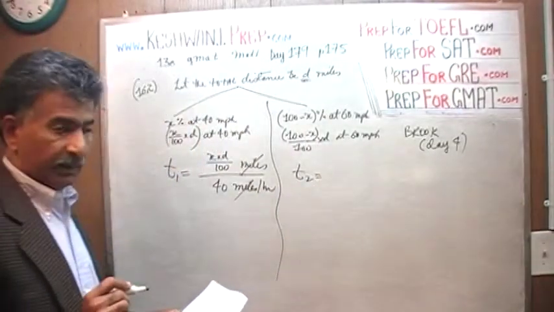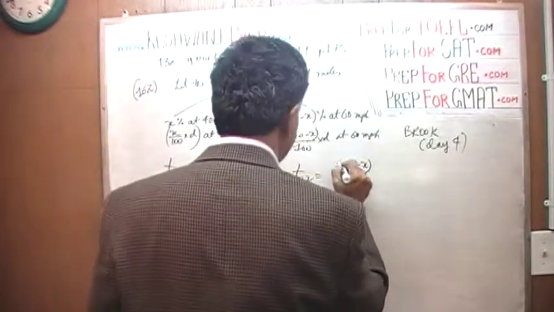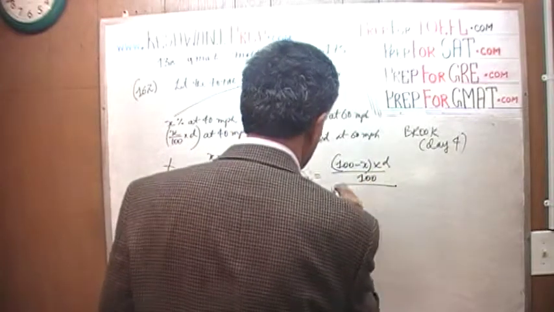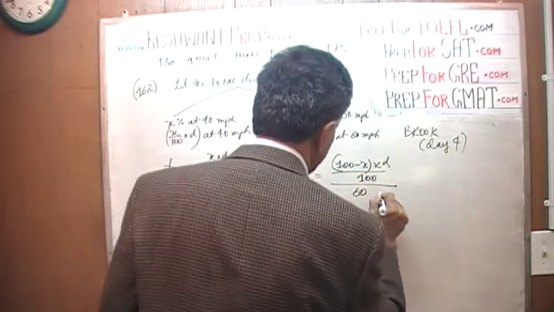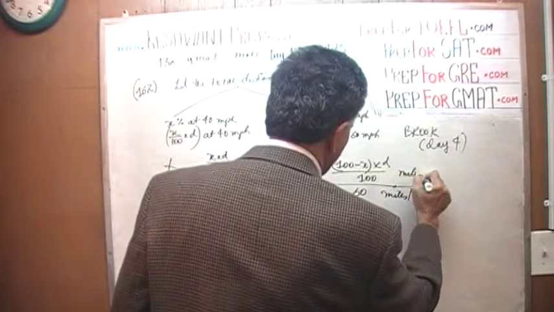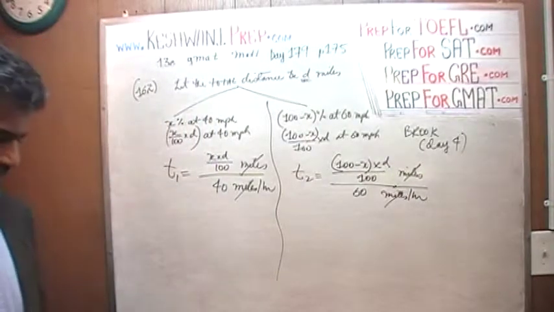Similarly, the amount of time that it will take for the second half of the journey is going to be (100 minus x) times d over 100, over 60. Again, 60 miles per hour. And on the top we have miles. The miles drop out, the hour ends up on the top, and then we get the time.